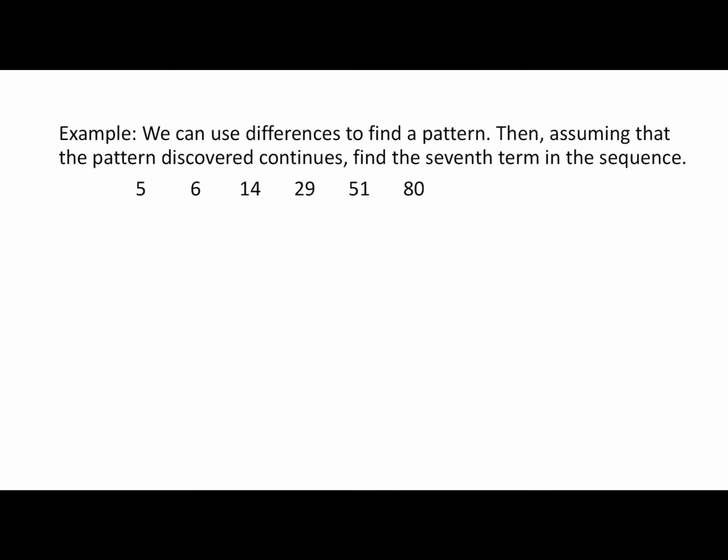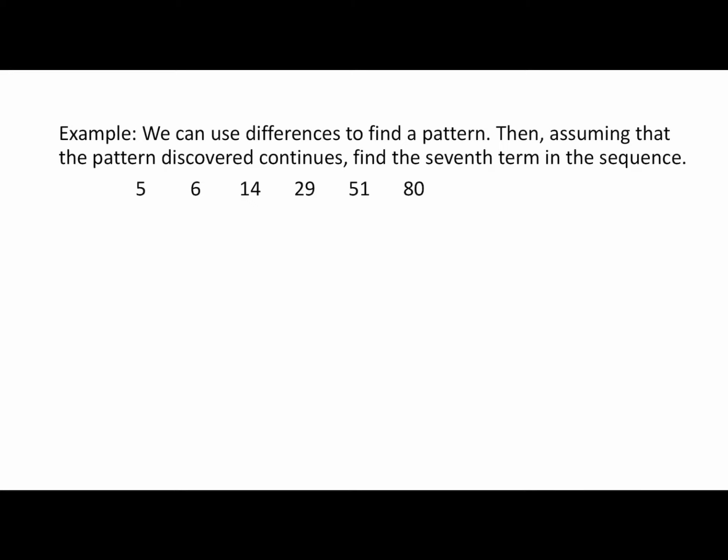We can use differences to help find patterns. And then assuming that the pattern that we discover continues, we can find later terms in the sequence. So here, the sequence I'm given is 5, 6, 14, 29, 51, 80. Staring at that sequence, it's hard to see a pattern, right? I'm not adding the same constant each time or multiplying by the same constant. And so one thing that we can try is going back and looking at the differences and seeing if we can find a pattern there.